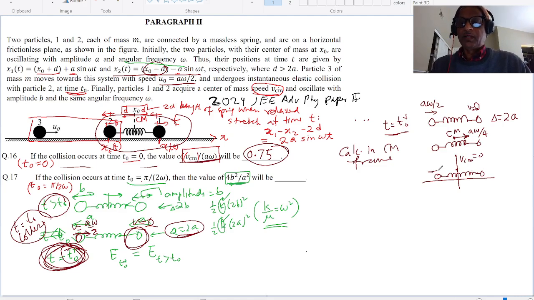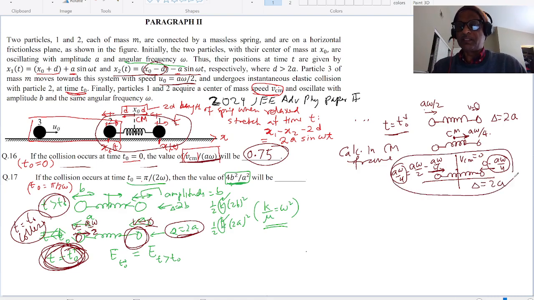But the velocity, instead of this, will be that minus that: a omega over 2 minus a omega over 4. And for this guy, it's 0 minus a omega over 4. So this is actually going this way and this going this way with the same speed: a omega over 4 and minus a omega over 4. And the stretch here is delta equal to 2a. So we can figure out the energy in the CM frame very easily.